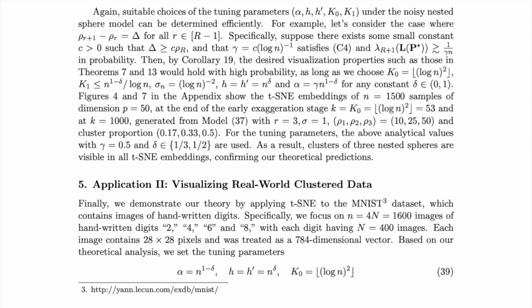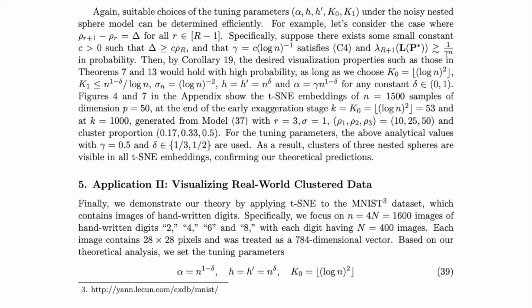Figures 4 and 7 in the appendix show the t-SNE embeddings of n = 1500 samples of dimension p = 50 at the end of the early exaggeration stage, with K equal to K0 = log n, and at K = 1000, generated from model 37 with r = 3, sigma = 1, radii 10, 25, 50, and cluster proportions 0.17, 0.33, 0.5. For the tuning parameters, the above analytical values with gamma = 0.5 are used. As a result, clusters of three nested spheres are visible in all t-SNE embeddings, confirming our theoretical predictions.